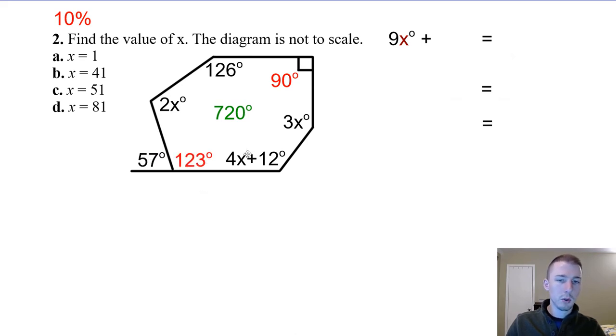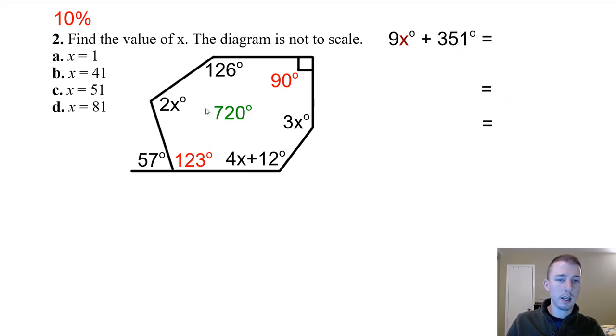So now we can add them all together. First, let's add all of our x terms. So we have 4x, 3x, and 2x, which is going to be 9x. So 9x plus, add all of your constants. So 126, again, don't forget the 90, 12, and 123. But don't add the 57 because it's an exterior angle. So that'll give us 351 degrees.